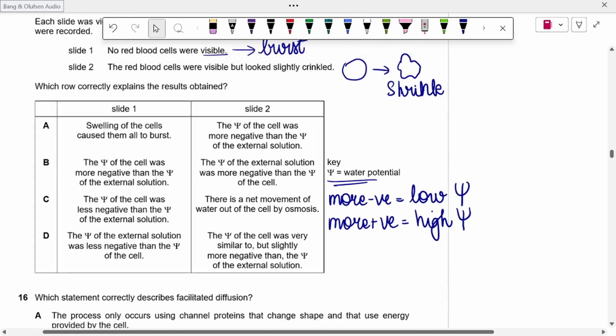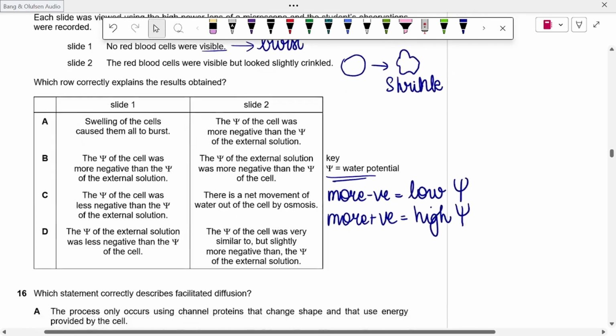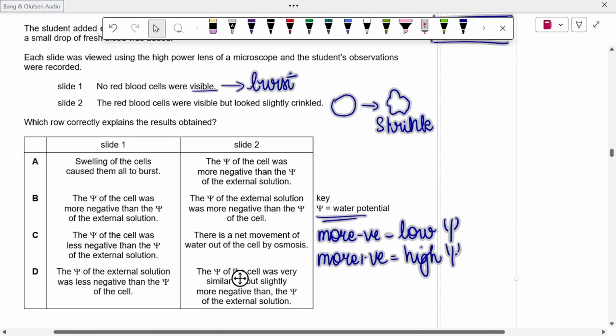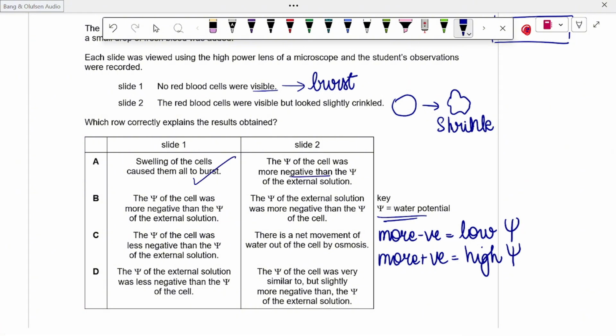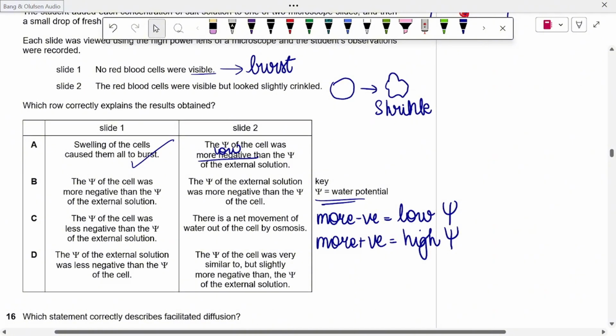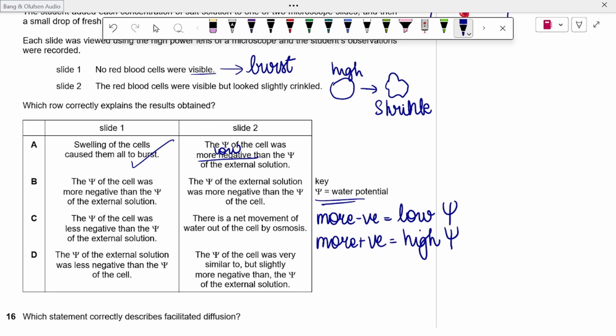जाओगे. Swelling of the cells cause them to burst. Side 1 में यही हो रहा था, your cells were bursting. ये हमने conclude कर लिया था from the observation by the student. The water potential of the cell was more negative than the water potential of the external solution. More negative means low, but shrinking हो रही है. So your water moved from a region of high potential to a low potential, which was outside external solution.